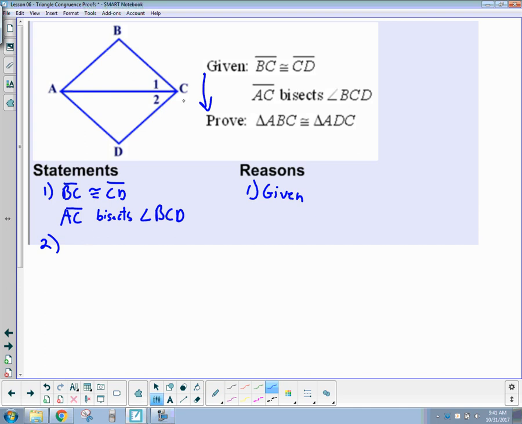So, based on what's given, we know BC is going to be congruent to CD. So let's mark that. BC is congruent to CD. Now AC bisects angle BCD, which means it's going to cut it in half. This AC is cutting BCD, the whole angle, in half. So if it's cutting it in half equally, that means angle 1 here should be congruent to angle 2. So I'm going to say angle 1 is congruent to angle 2, and we're going to say definition of bisectors.